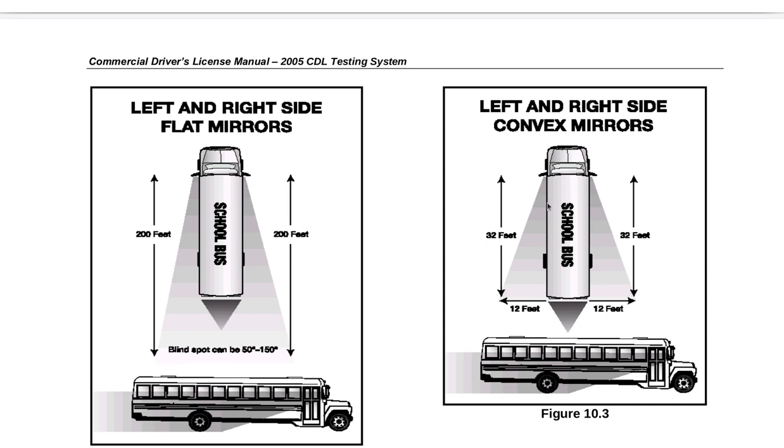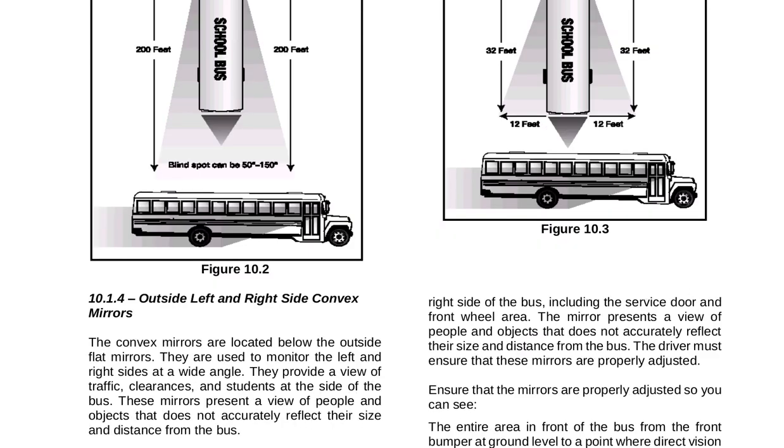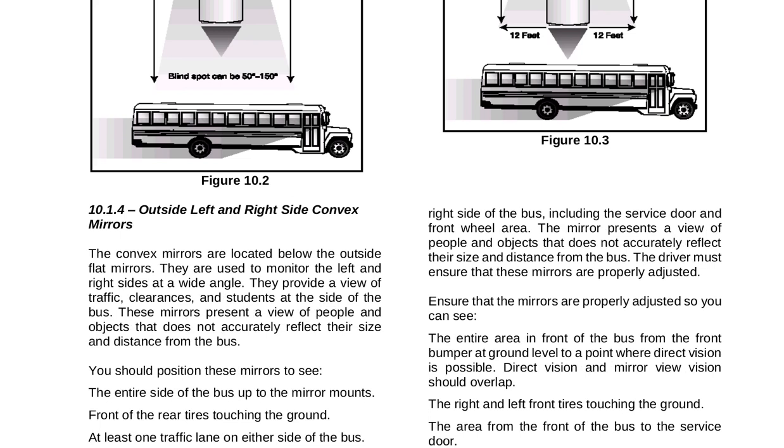Left and right side convex mirrors: 32 feet, 12 feet out from the rear; 32 feet back, 12 feet out from the rear. Outside left and right side convex mirrors. The convex mirrors are located below the outside flat mirrors. They are used to monitor the left and right sides at a wide angle. They provide a view of traffic, clearances, and students at the side of the bus.